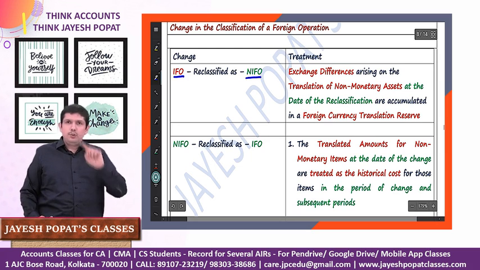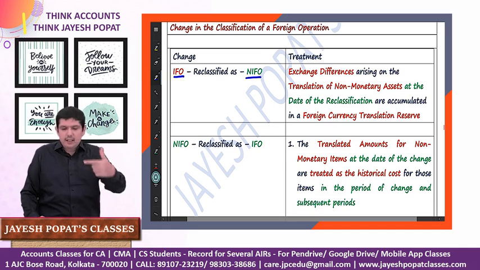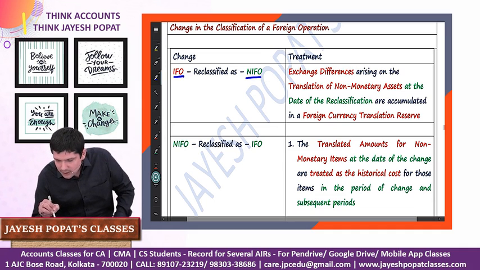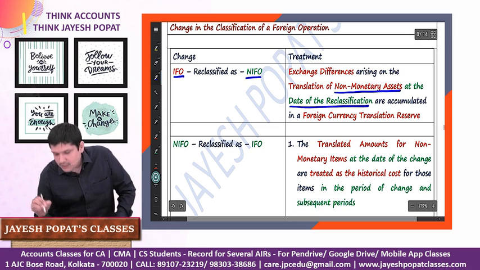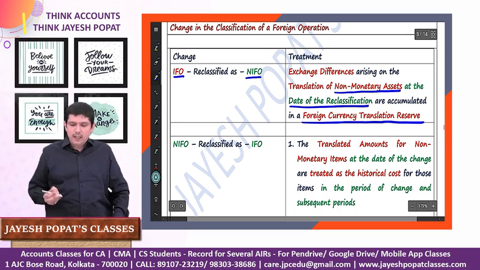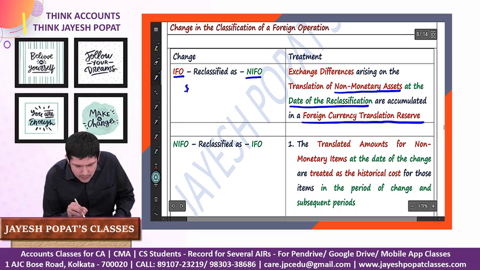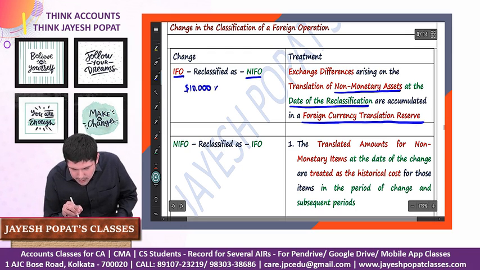See, you are classifying your integral into non-integral. In case of integral, for fixed assets you used the rate on the date the transaction had taken place, that is the historical rate. But non-integral you restate at the balance sheet date. So exchange difference arising on translation of non-monetary assets at the date of reclassification is accumulated in foreign currency translation reserve. For example, your fixed asset was worth $10,000. You had purchased it when the rate was 60 and it was appearing in your balance sheet at 6 lakh.